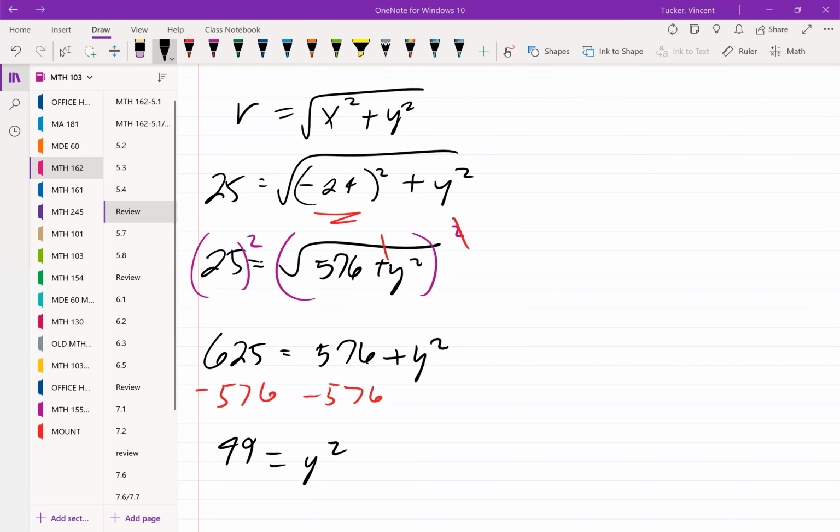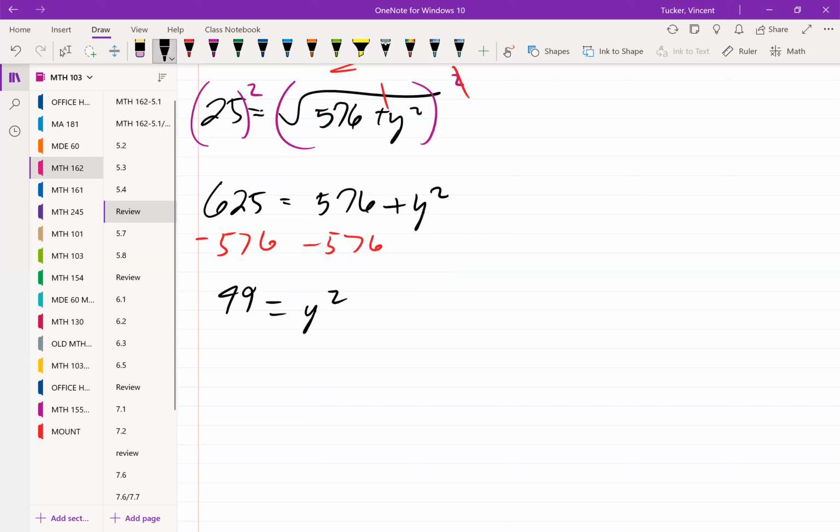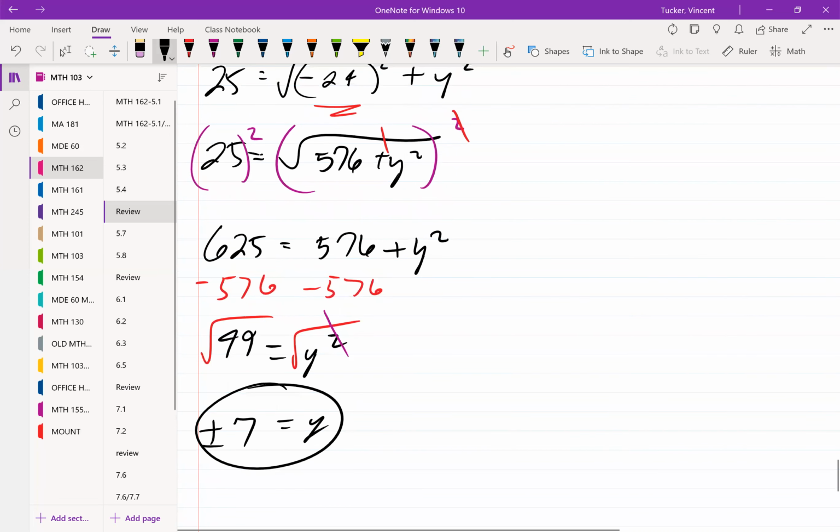Real quick. Yep. And now take the square root of both sides. The square root and the square cancel, leaving you with just y. Now, whenever you take the square root of both sides, the square root property means it's going to be plus or minus 7. So this is where we are right now. We have the choice of using the positive or negative 7.